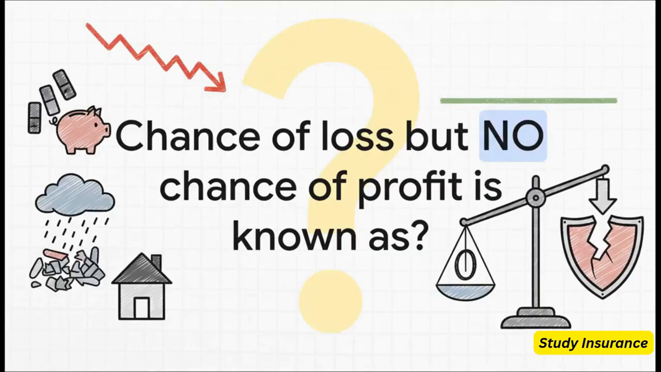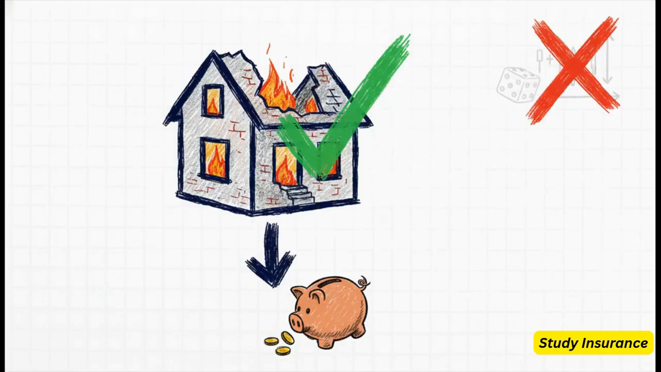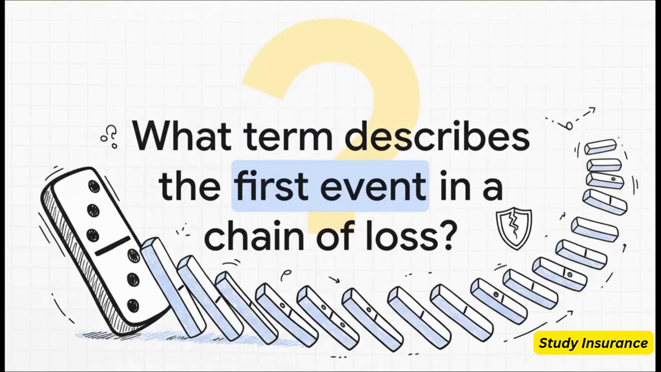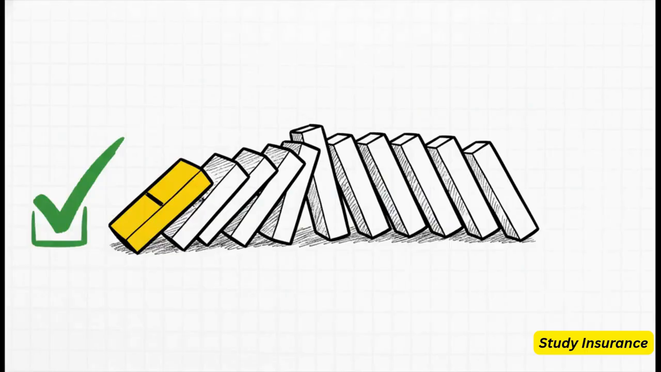Question number 2. We're talking about a situation where you can only lose or break even. There is absolutely no potential for gain. What do we call this? And the answer is A, pure risk. This is the only type of risk that insurance is designed to cover, totally different from speculative risks like investing in the stock market. Okay, question 3. We're looking for the name of that very first domino that falls, the one that kicks off an unbroken sequence that results in a loss. What is it? The correct answer here is D, the proximate cause. It's not just a cause, it's the primary, legally recognized cause that gets the whole chain started.